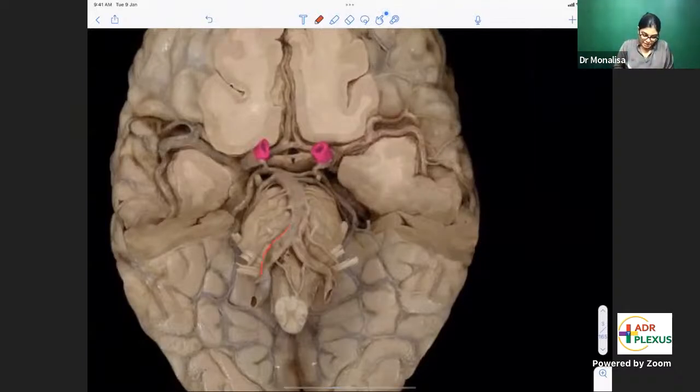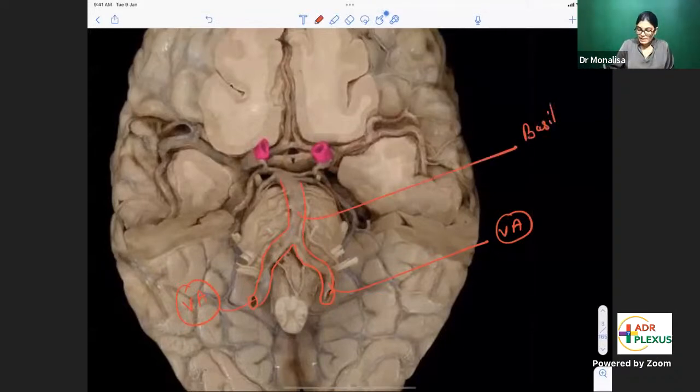But if you see these 2 arteries which are joining here, these are the vertebral arteries of both sides. The vertebral arteries of both sides join here and lead to the formation of the basilar artery. This is the basilar artery, and the basilar artery resides in the basilar groove of the pons. You can also see here it is dividing into further branches.